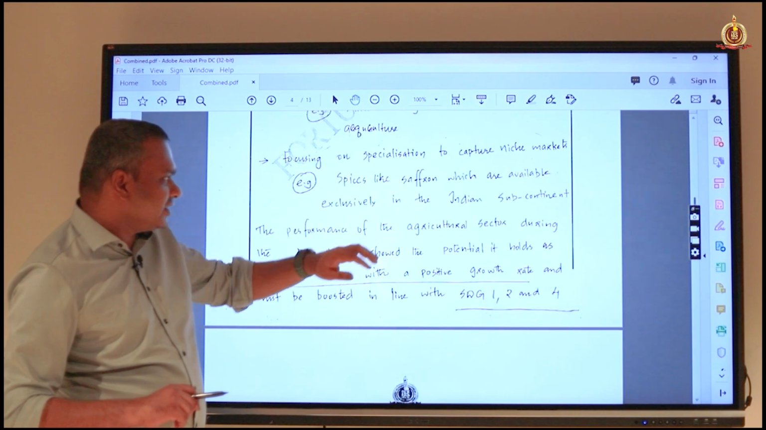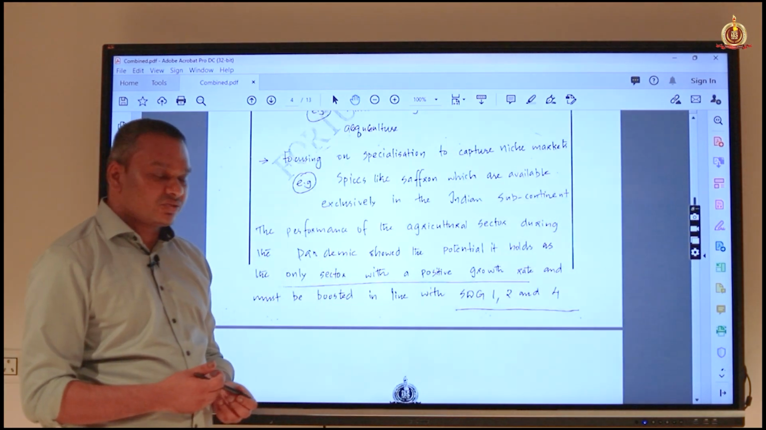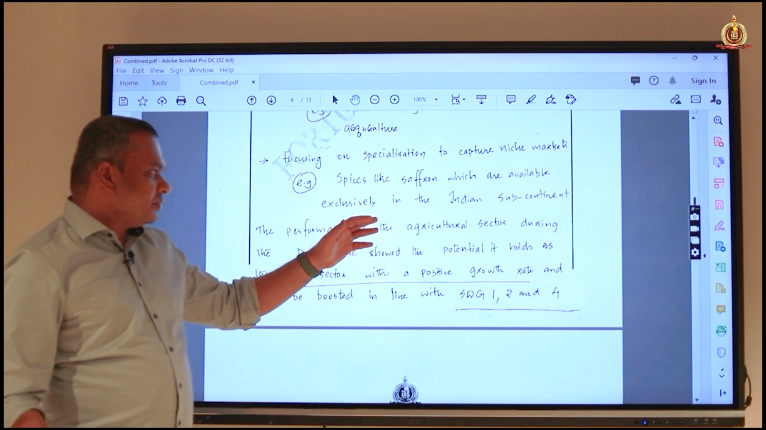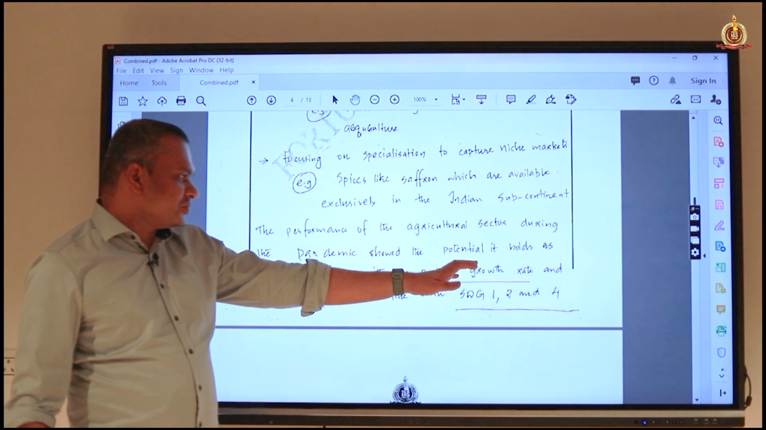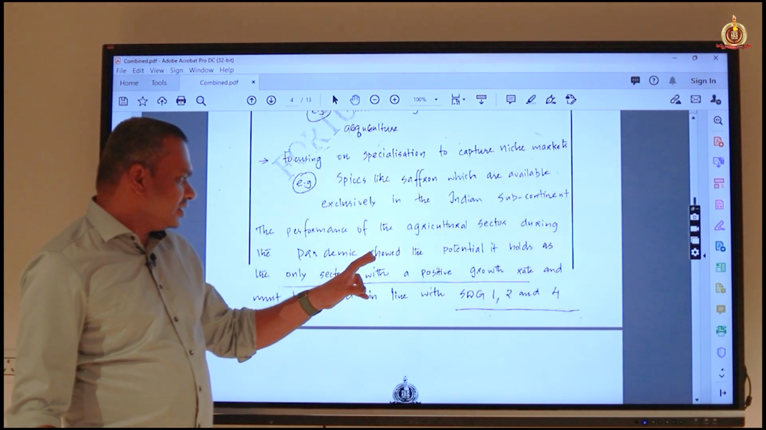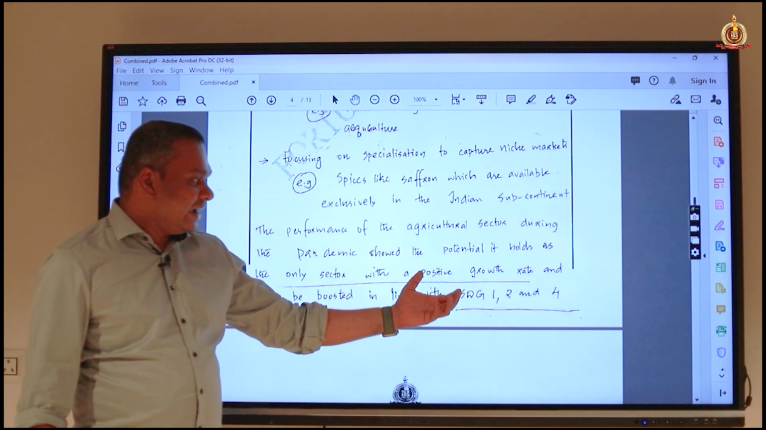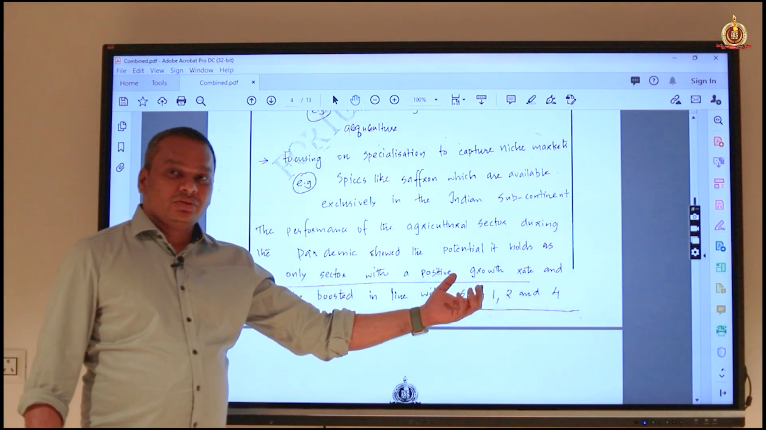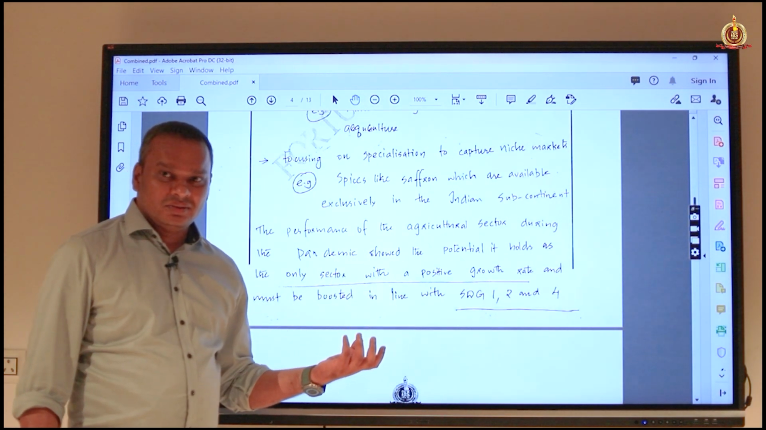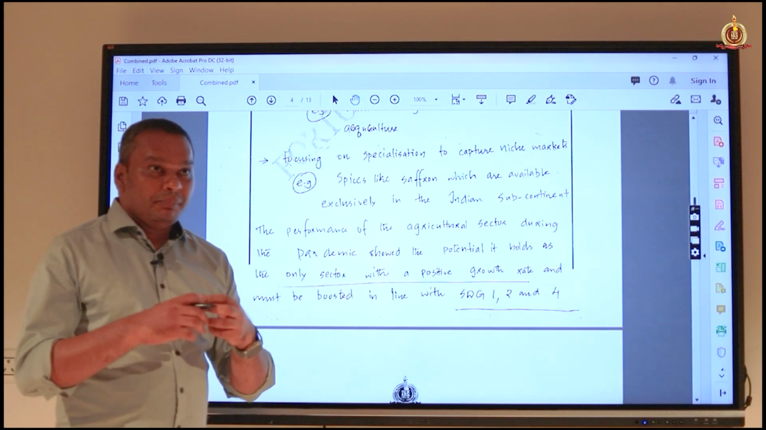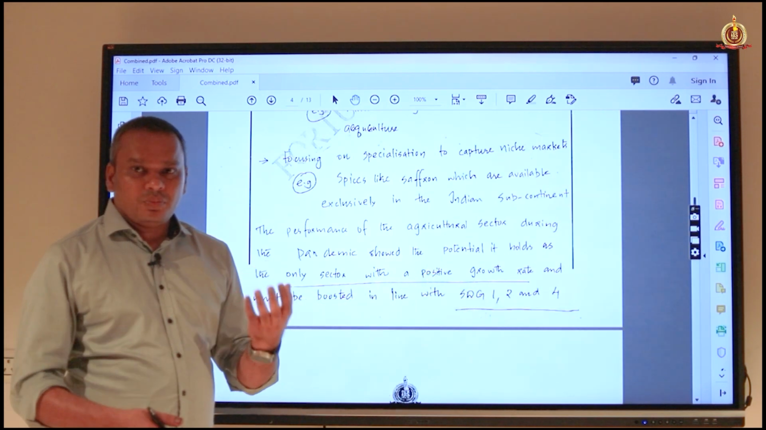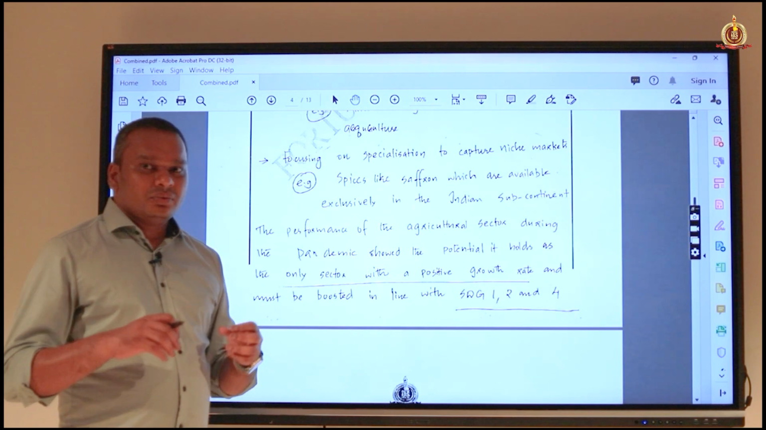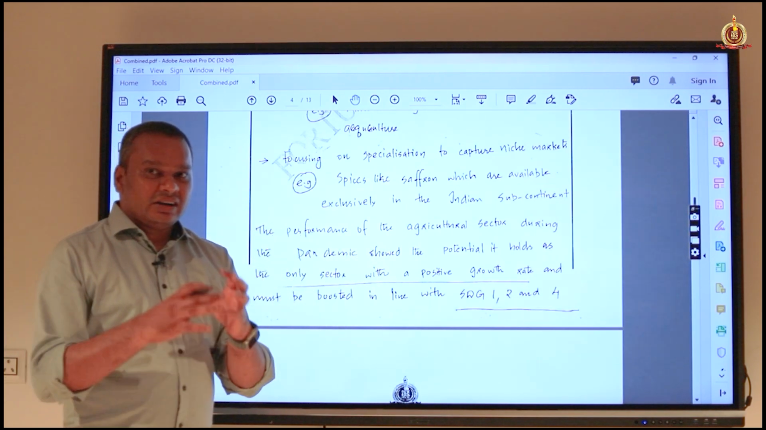Now let us come to how she has concluded this question. Okay. So the performance of agriculture sector during the pandemic showed the potential it holds, being the only sector with a positive growth rate, and it can be boosted in line with SDGs 1, 2 and 4. So SDG is Sustainable Development Goals. Another thing which she does, she has memorized all these Sustainable Development Goals. So SDG 1 is zero poverty, 2 is zero hunger. So she has memorized this, or at least the most important.